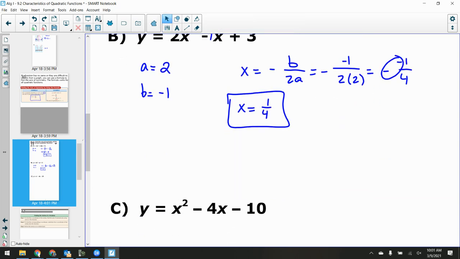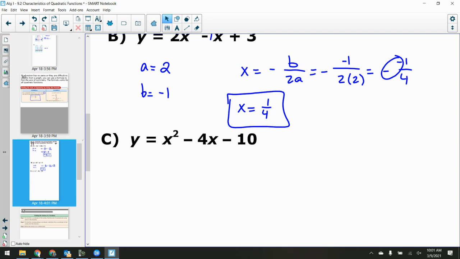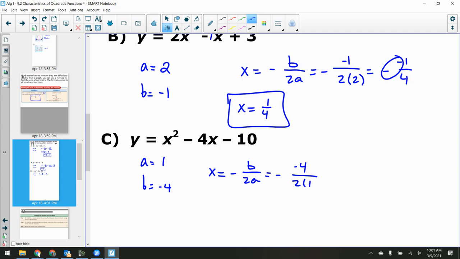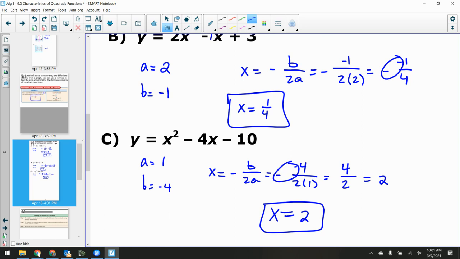Last one. I'm going to write A equals, B equals. A is 1, B is negative 4. X equals negative b over 2a, which is negative 4 over 2 times 1. Again, the negatives will cancel there. They don't always cancel. That just happens on these three. 4 over 2 is 2. So x equals 2. Make sense? Sure.